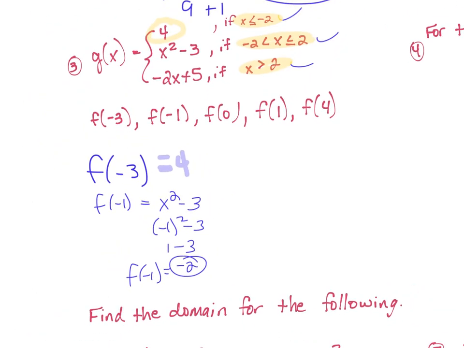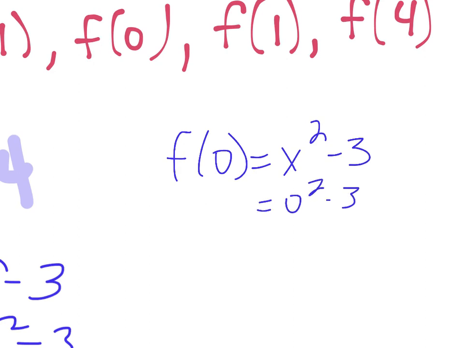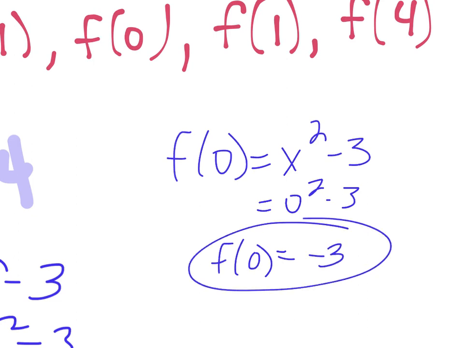Okay. Next number, 0. Where does 0 fall? In between as well. So we're going to use the same one. What was it again? X squared minus 3. Okay, so now I plug in 0 squared minus 3. What's 0 squared? 0. Minus 3. Negative 3. So my answer is negative 3.